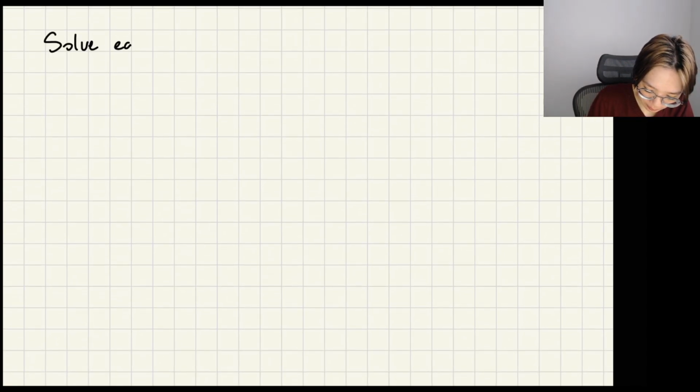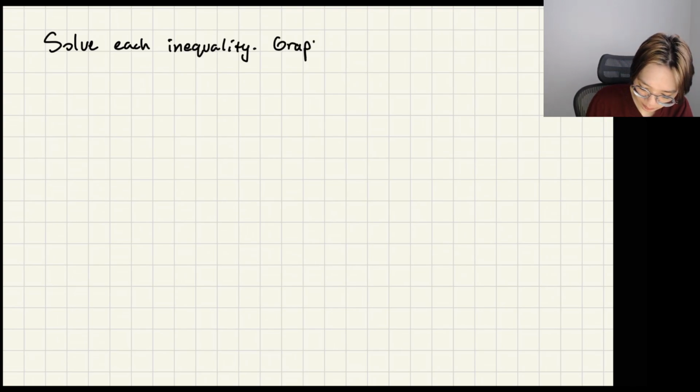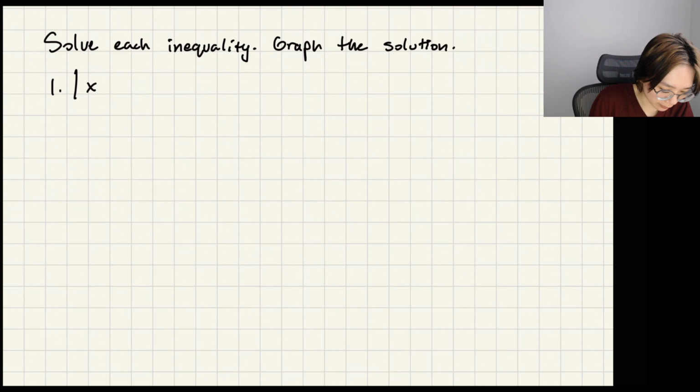I think I'll do this here. So we have: solve each inequality, graph the solution. One, absolute value of x plus 7 is less than or equal to 2.